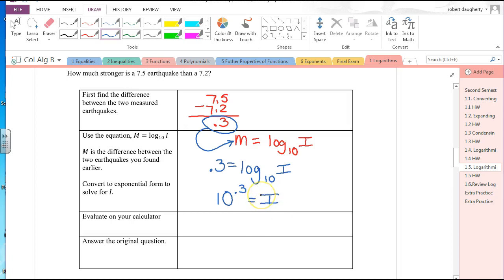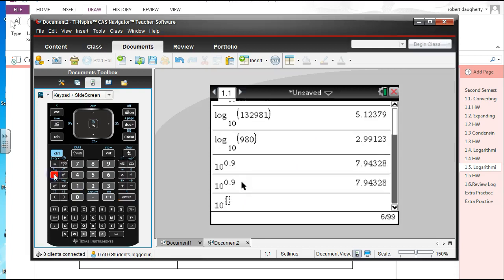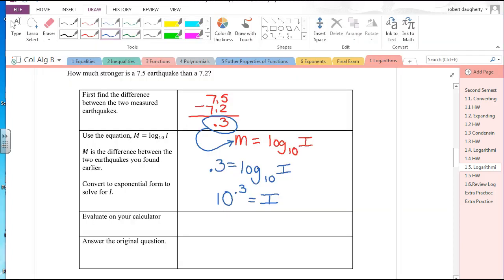How do I find out what 10 to the 0.3 is? That's where I trust my calculator. 10 raised to the 0.3, 1.995. Okay, so this is 1.995 equals I. So to answer the question, the 7.5 is 1.995 times stronger. Okay. So basically, a 7.5 earthquake is about twice as strong as a 7.2.